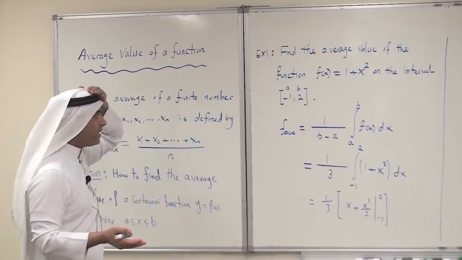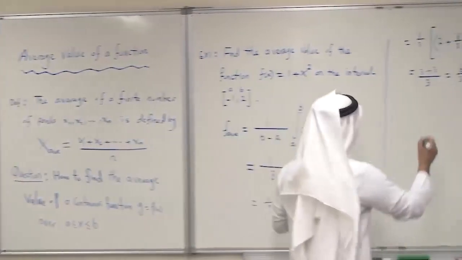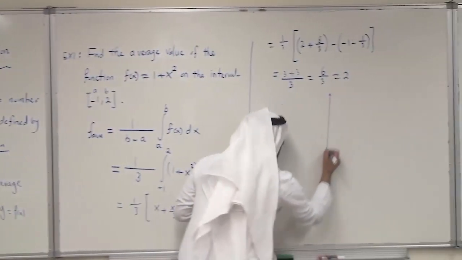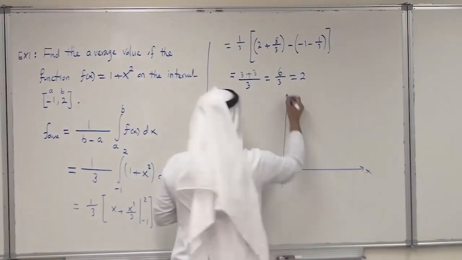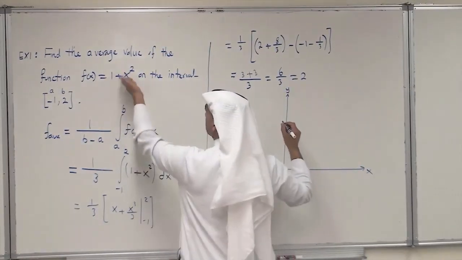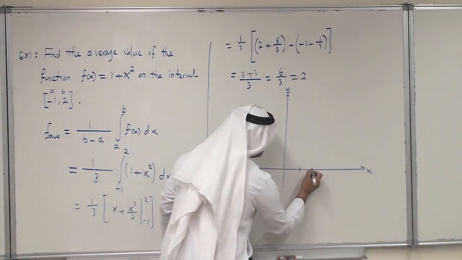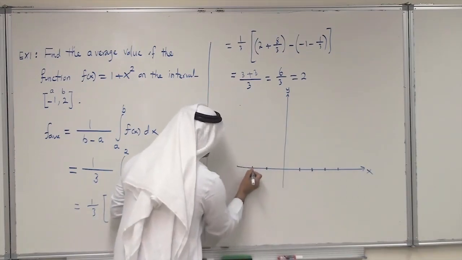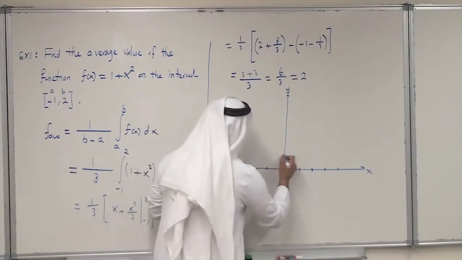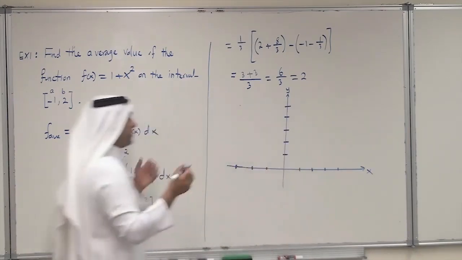Now, let us look at this from the geometrical point of view. What does it mean? Look here. We have the graph of the function, which, as you can see easily, is a parabola opening upward. We have 1 plus x squared. If we just partition this axis into 1, 2, 3, 4, etc., this is minus 1, let us say minus 2, minus 3. Then we have also here 1, 2, 3, 4, 5, and so on.